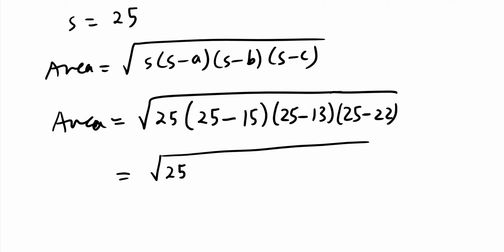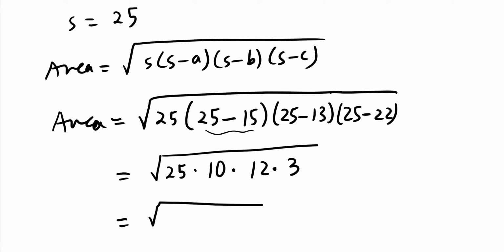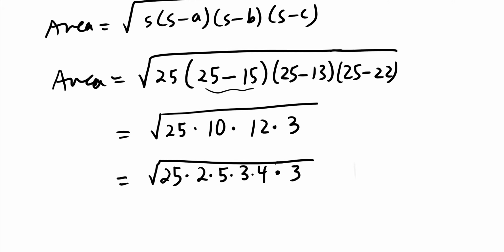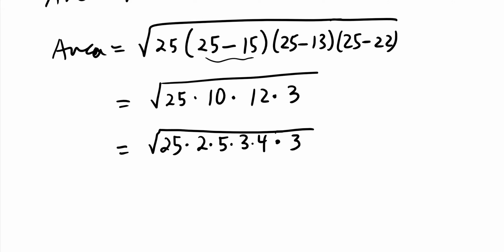That's 25. 25 minus 15, that's a 10. And then the next one is 12. And the next one is 3. So how are we going to simplify this? First thing, this 25, I keep an eye on it because I'm going to take this out in a minute. The 10, you can prime factorize it, 2 times 5. 12, 3 times 4, because 4 is a perfect square number, so keep it like so. And the last 3 stays as is.